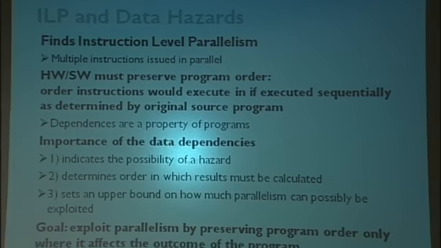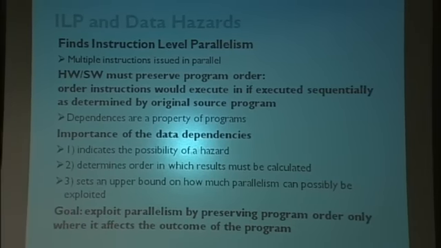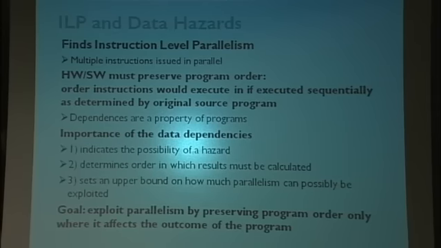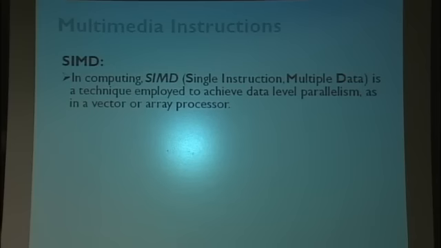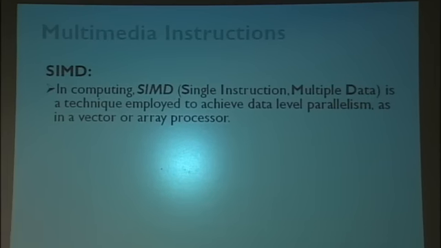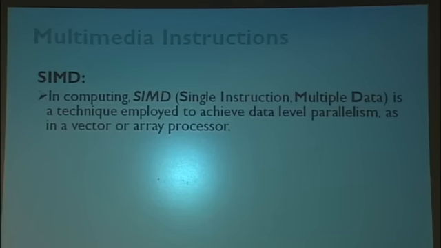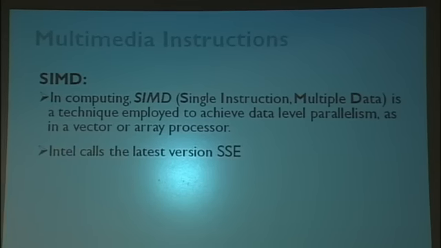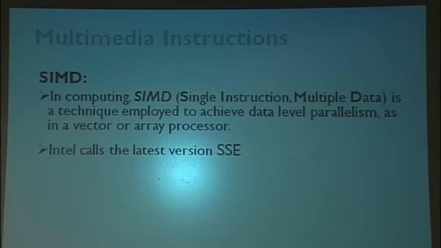So what you want to do is exploit this parallelism, but preserving the program order, and basically make sure that you always get the same result. So one way of getting parallelism that is in modern processors is called multimedia instructions. It's called SIMD in academic circles, single instruction, multiple data, and it's called data level parallelism. And Intel, of course, has to give their own name. They call it SSE, they used to call it MMX.